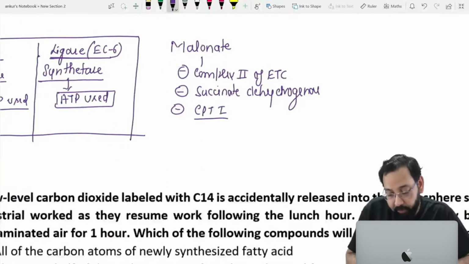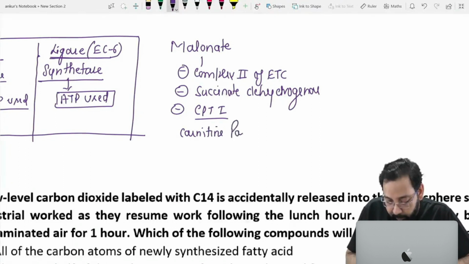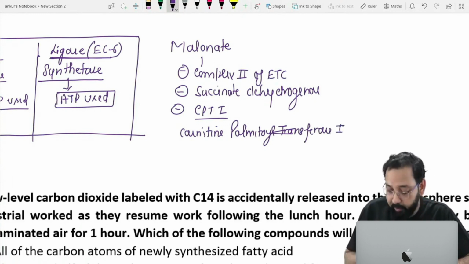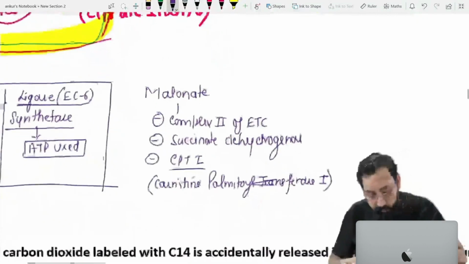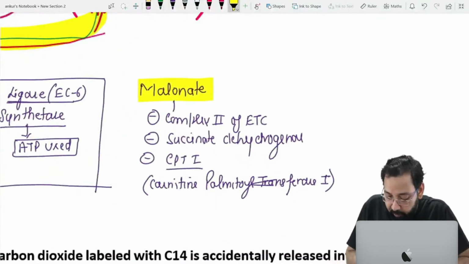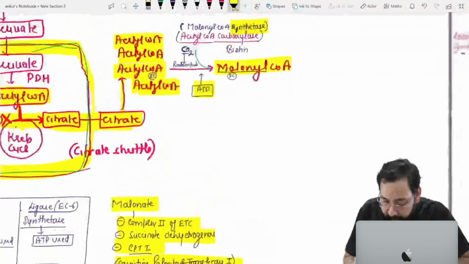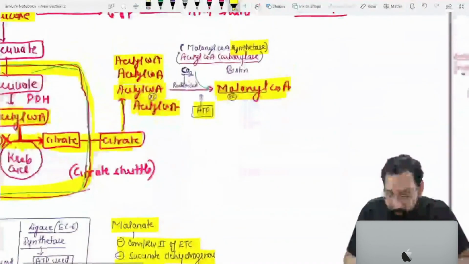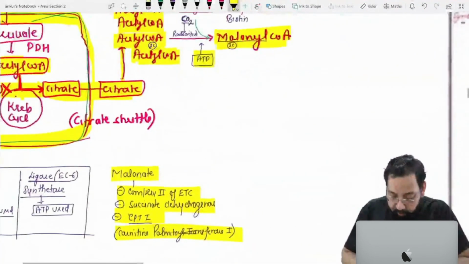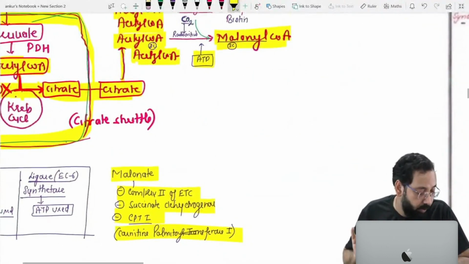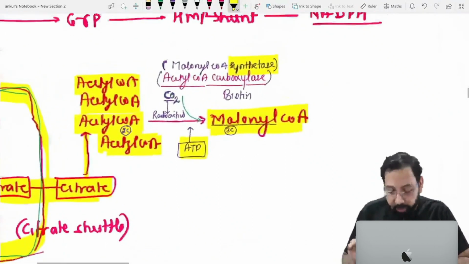I will discuss it shortly. For the time being, carnitine palmitoyl transferase 1, CPT1. So malonyl coenzyme A is an inhibitor of these. For the time being, malonyl coenzyme A has 3 carbons, and it is an inhibitor of complex 2, succinate dehydrogenase, and CPT1. What is CPT1? We will discuss it shortly.